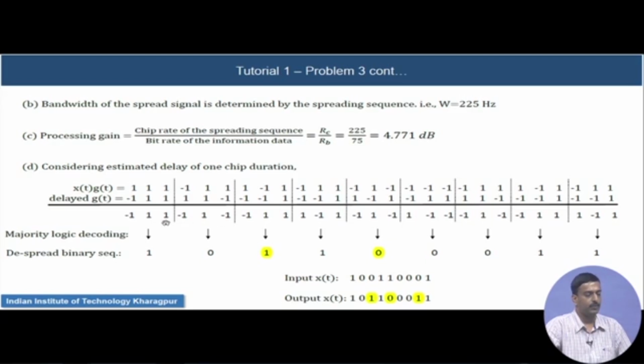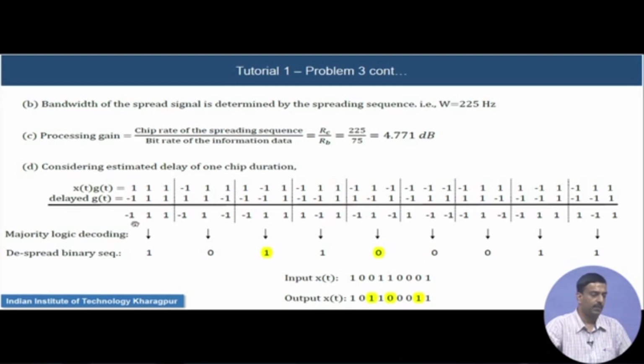What is done now is we use what is called majority logic decoding in order to convert this set of 3 bits back to our original data. So the decoding process here is such that we count the number of ones and zeros in every set of 3 bits, and we determine which is greater, whether the number of ones is more or the number of zeros is more, and accordingly we declare the output bit based on which is greater.